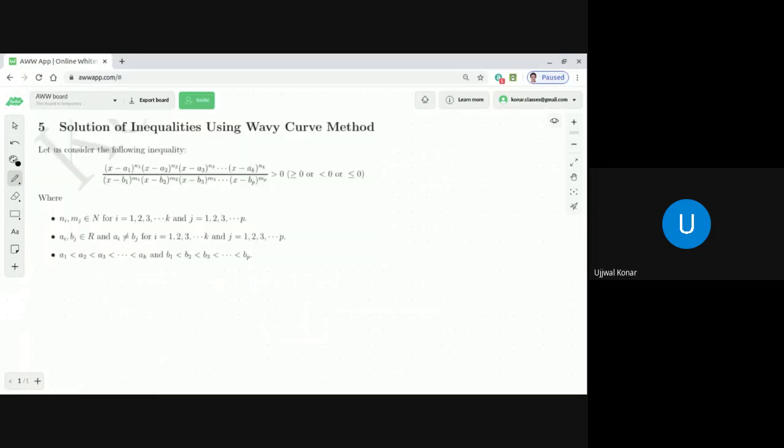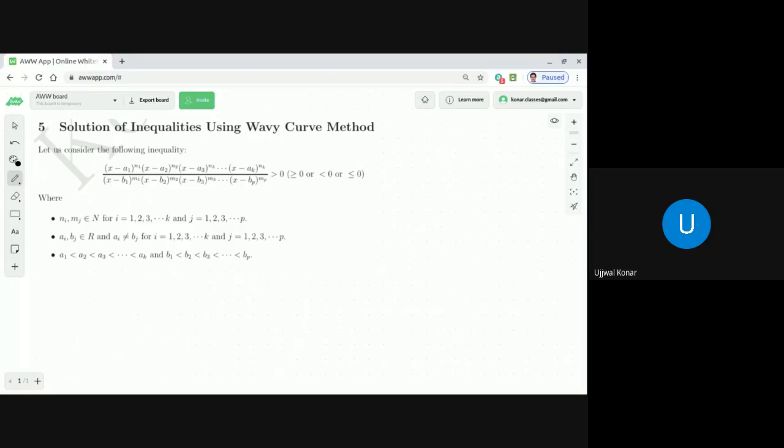So, as I was telling you in the last class, today we will be discussing the solution of inequalities using the wavy curve method. But before that, we need to understand what we are going to achieve. Wavy curve is a method, okay? But what are we going to achieve?